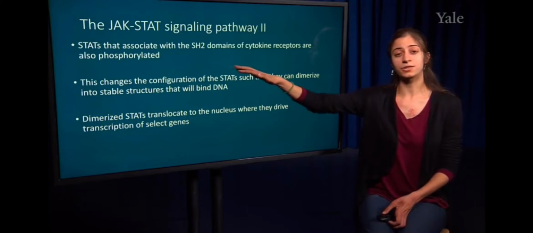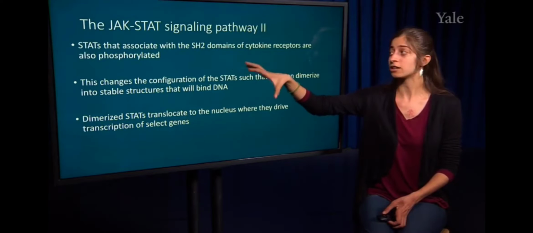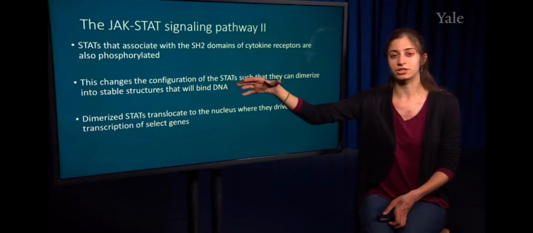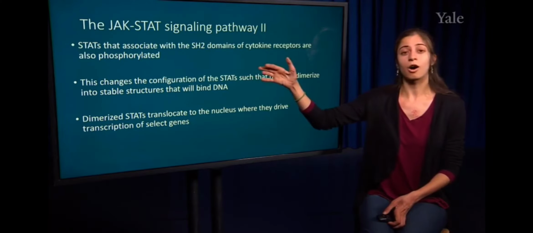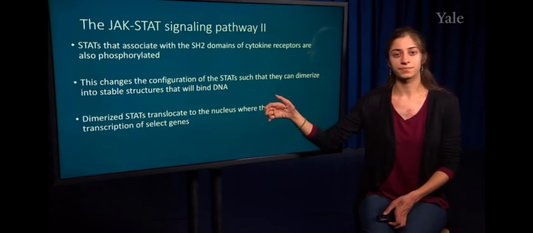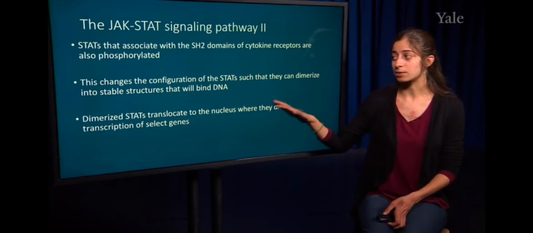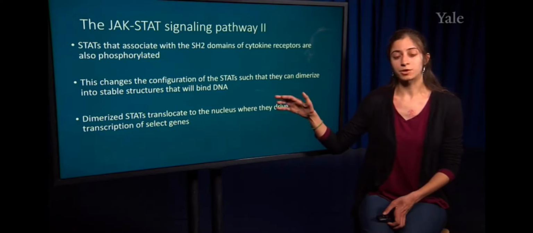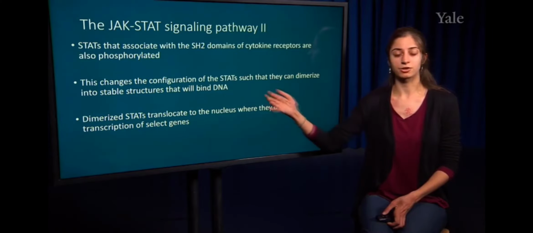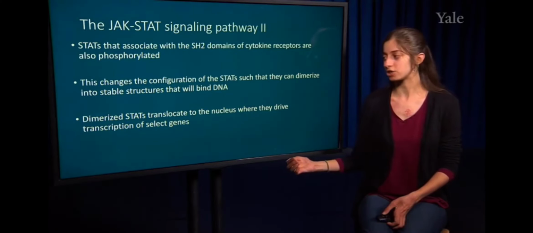STATs that associate with that SH2 region or that phosphorylated tyrosine region on the receptor then also become phosphorylated. The phosphorylation of the different STATs allows them to dimerize, allowing them to form stable structures that can then translocate into the nucleus and initiate transcription.